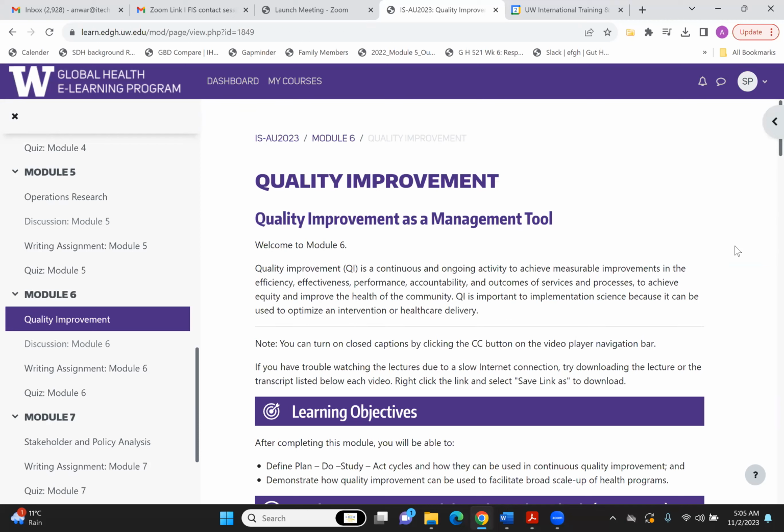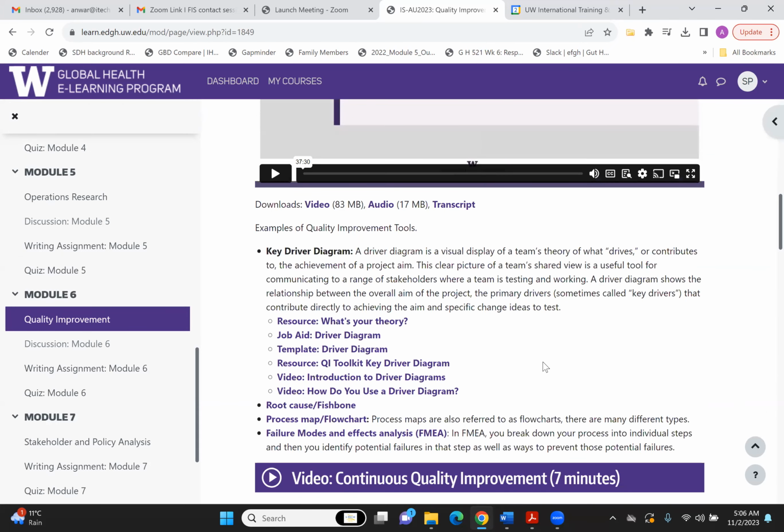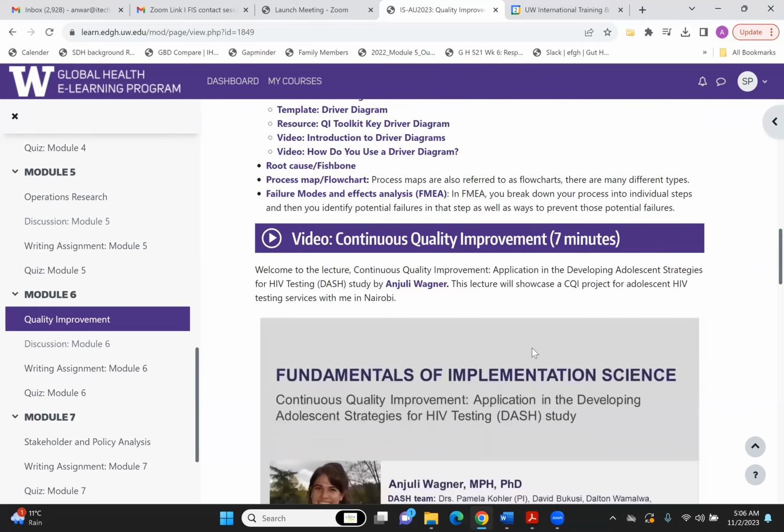So this is called one PDSA cycle or one specific continuous quality improvement activity, a CQI activity. In one clinic at the same time, you can run multiple CQI cycles with multiple people and with multiple programmatic interventions. And overall, you can see if the quality is improving or not. So they have talked about this tool, PDSA cycles, which can be easily used in our day-to-day settings. Like I said, all these resources you can download and save for your further use.